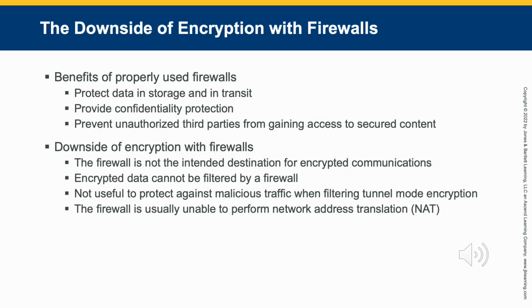The downside of encryption with firewalls. Benefits of properly used firewalls: protect data in storage and in transit, provide confidentiality and protection, and prevent unauthorized third parties from gaining access to secured content. The downside of encryption with firewalls is the firewall is not the intended destination for encrypted communications. The encrypted data cannot be filtered by the firewall, so it is not useful to protect against malicious traffic when filtering tunnel mode encryption. The firewall is usually unable to perform network address translation, or NAT.